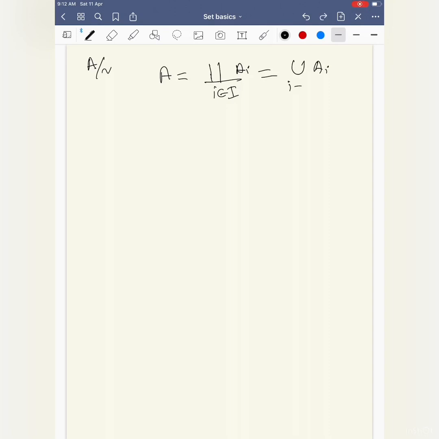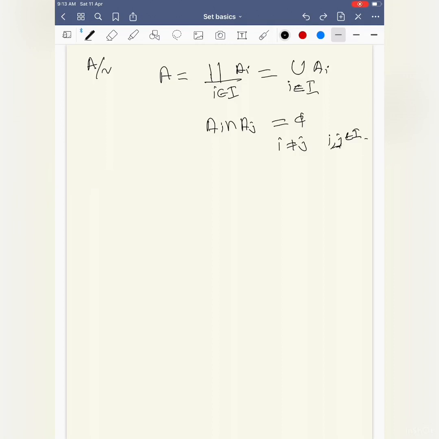The indexing set can be finite, infinite, uncountable, countable, it doesn't matter. This means A_i intersection A_j equals empty if i is not equal to j, where i, j belong to the index set. It's just indexing; most of the time a subset of the natural numbers is used. So the upshot here is that whenever you have an equivalence relation, it gives a partition.